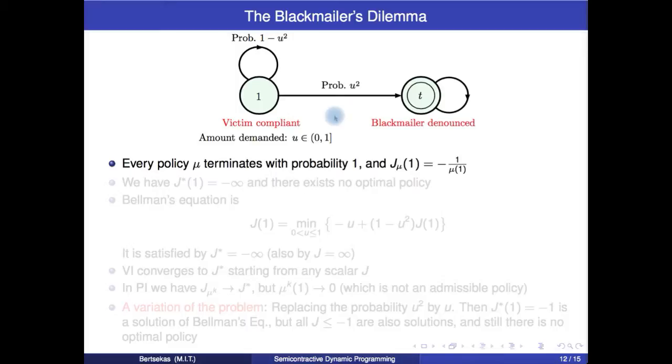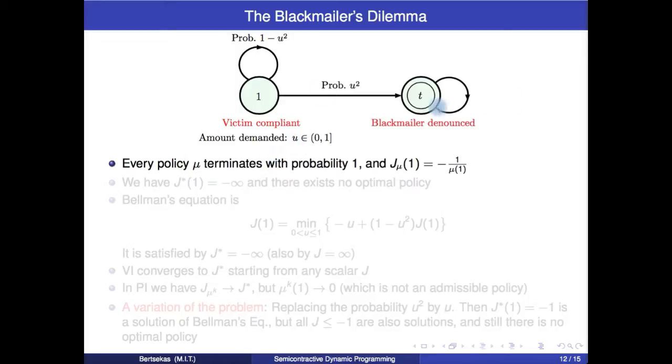So what we have here is an infinite number of policies, one for each stationary policy, one for each u. Now what's important to note here is that if a policy demands a small amount u, the corresponding probability of being denounced to the police is much smaller, and as a result it pays to ask for small amounts of money at each stage in the expectation that you will keep collecting for a large number of stages.